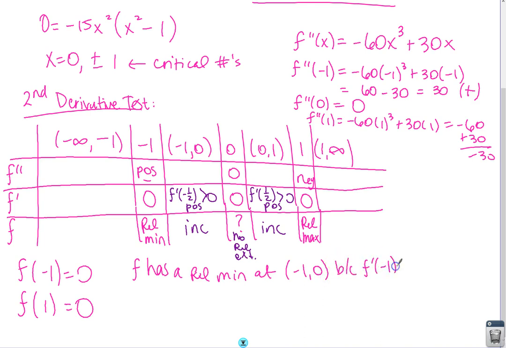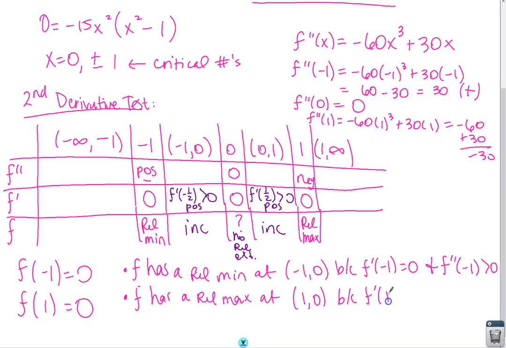No, I don't want to talk about f prime, because I used my second derivative. See, you're going to catch yourself sometimes just like I did. But it's actually a little bit shorter. Watch this. Because f prime of -1 is 0, and f double prime of -1 was positive, because I used the second derivative test for this, not the first. F has a relative maximum at 1, 0, because f prime of 1 equals 0, and f double prime of 1 was less than 0.